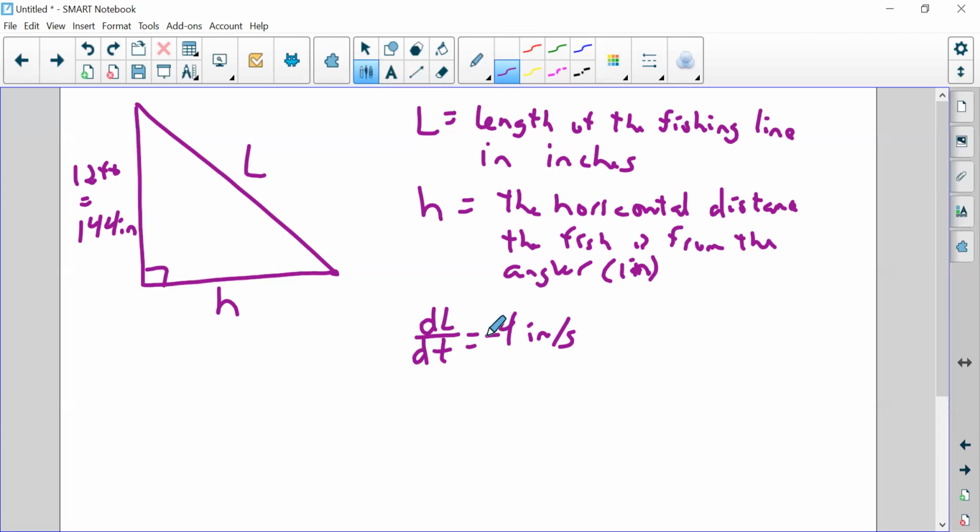All right, and then what are we trying to figure out? Find the horizontal speed of the fish when it's 20 feet from the angler. So we're trying to find dH over dt. And that is when H is 20 feet. But 20 feet is how many inches? That's 200. Or wait, no. Yeah, that's 240. Okay, I was just checking.